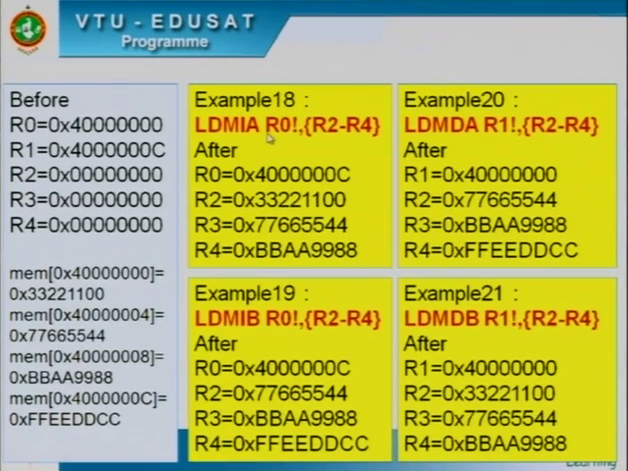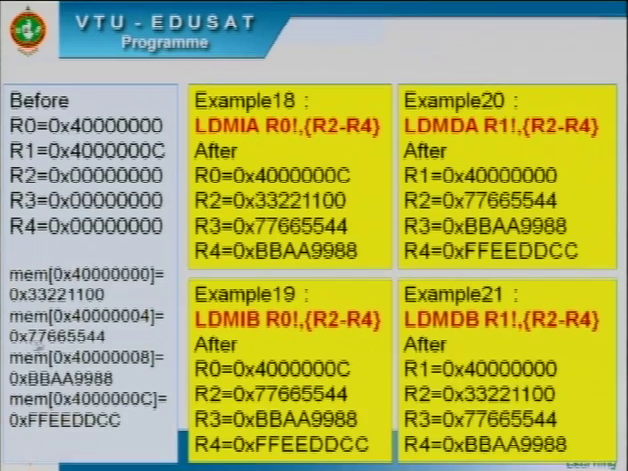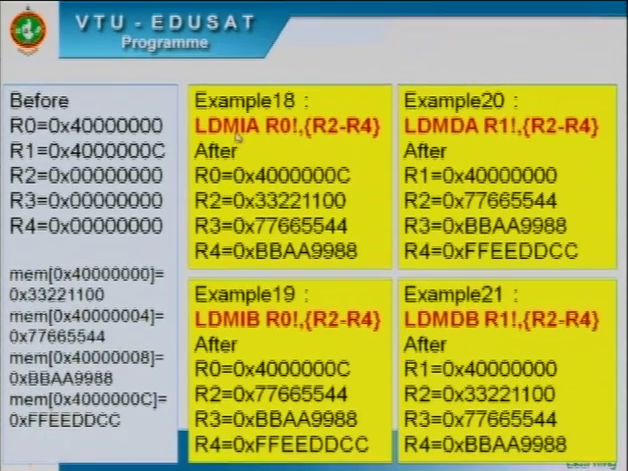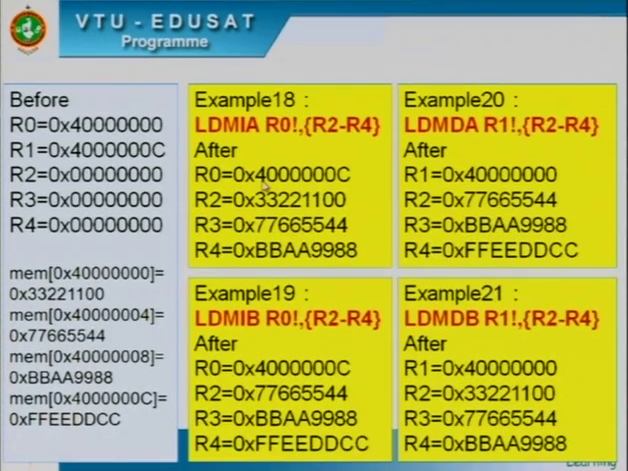After that, it will be followed by the next memory location, which holds 77665544. That gets transferred to the R3 register. Next, plus 4, R0 gets incremented and becomes 0x4 followed by 6 zeros and 8. The memory content of that gets transferred to R4. After that it gets incremented again, because it is increment after. So the R0 value will be 0x4 followed by 6 zeros and C.